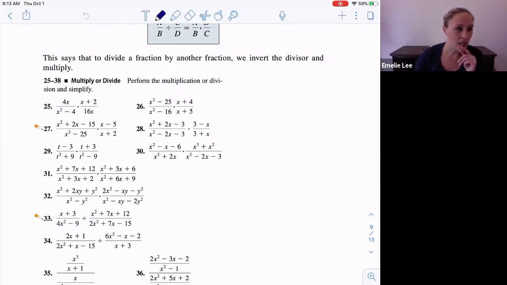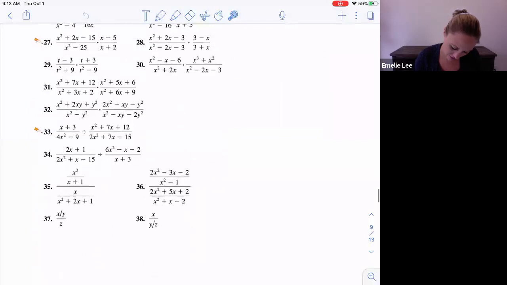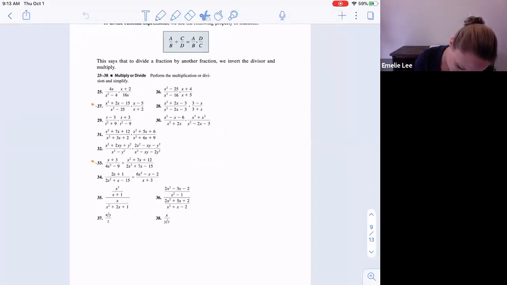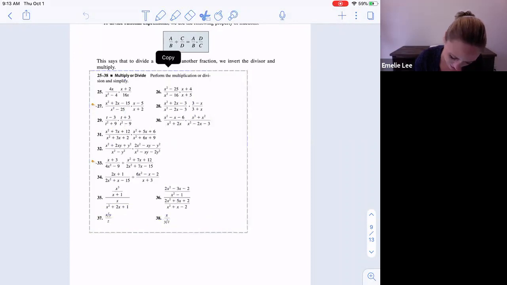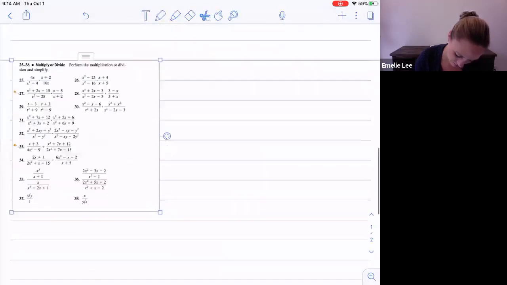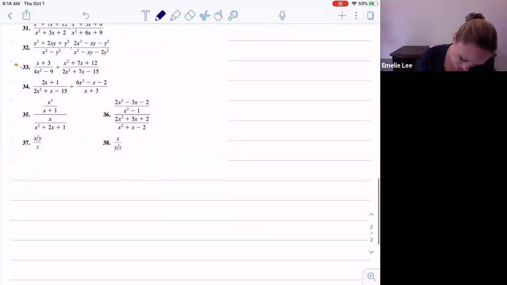We already did 28. How about we do 35, just because it's the first time that we see a fraction over a fraction. So we are dividing. And it looks kind of nasty here, but I'll cut it out and see what we get. So we're going to do 35.